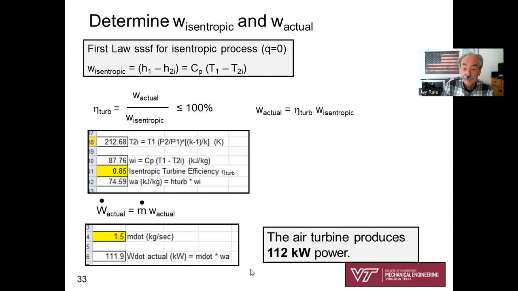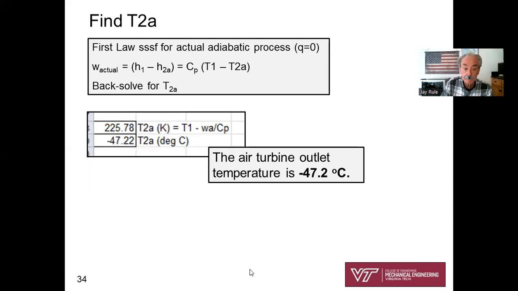We still need to determine the actual outlet temperature, T2A. We're going to write down the first law for the actual process, 1 to 2A. W actual is equal to H1 minus H2A, Q is 0. So ideal gas, constant specific heat: enthalpy change is CP times delta T. Back solve for T2A. It is 225.78 degrees K, so we'll subtract 273 and get negative 47.2 degrees C as the air turbine outlet temperature. That's going to go on my test solution.